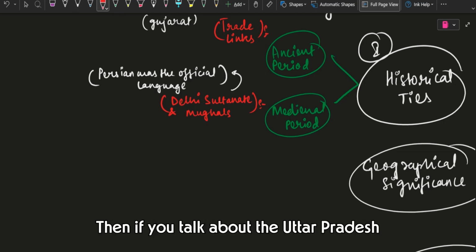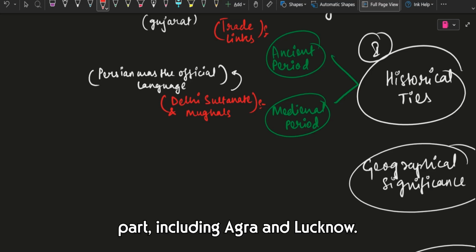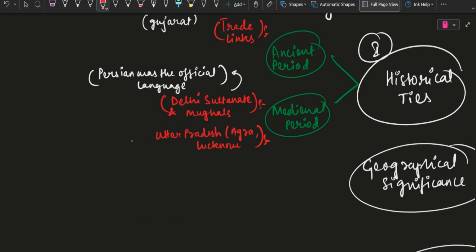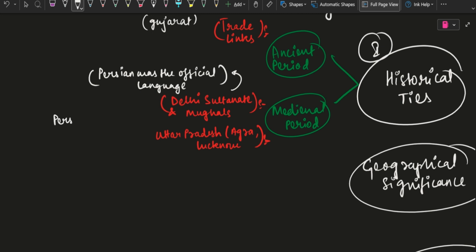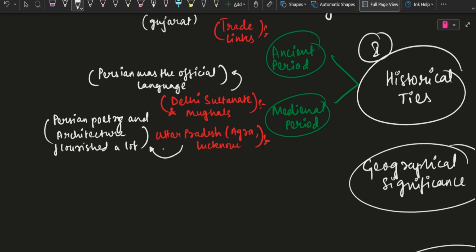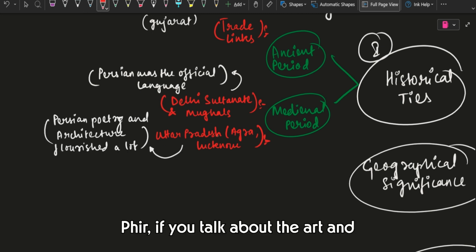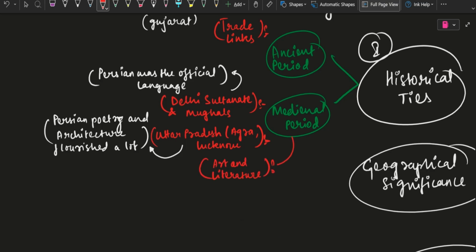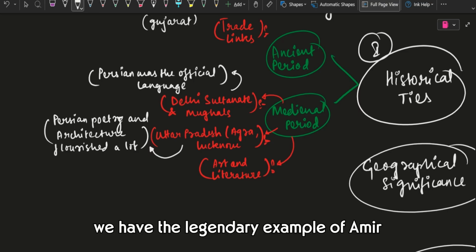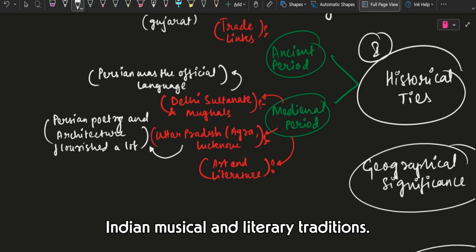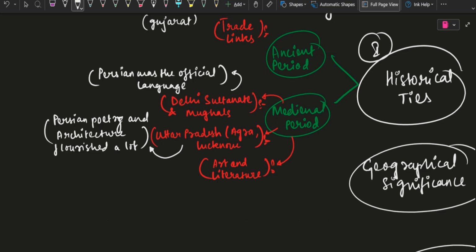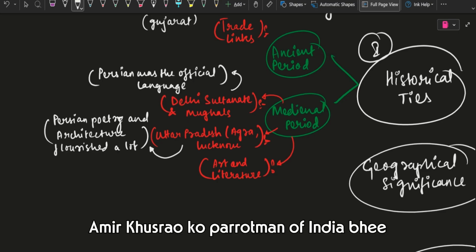Then if we talk about the Uttar Pradesh part, including Agra and Lucknow, इन जगहों पे like Agra and Lucknow, Persian poetry and architecture flourished a lot. फिर if we talk about the art and literature, we have the legendary example of Amir Khusrau of Delhi, who fused Persian with Indian musical and literary traditions. आमिर खुसरो को पैरट मैन ऑफ इंडिया भी बोला जाता है.